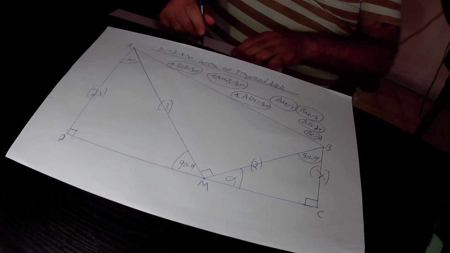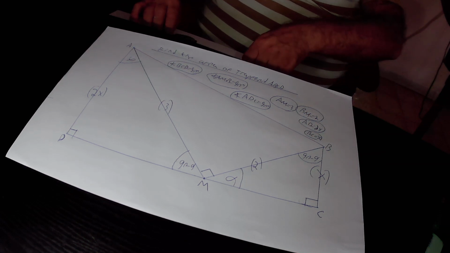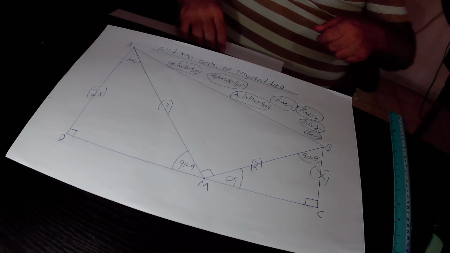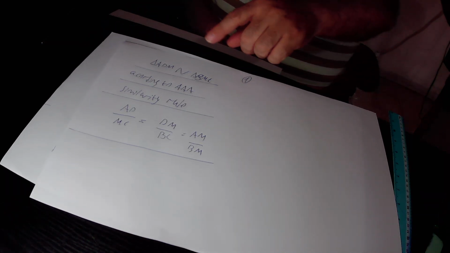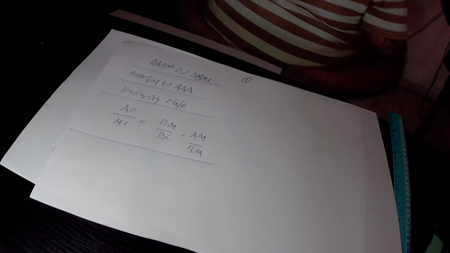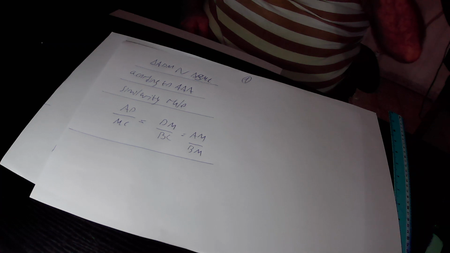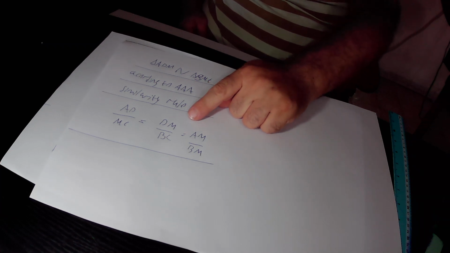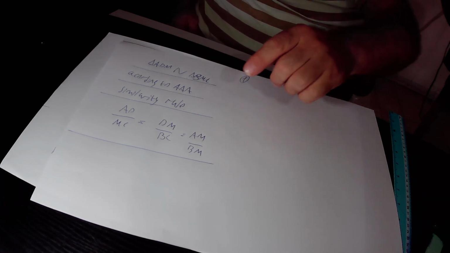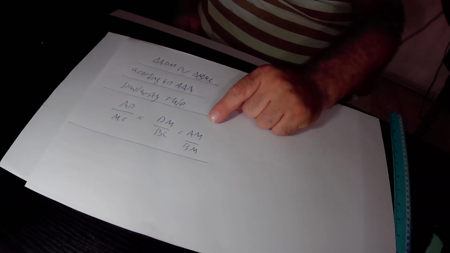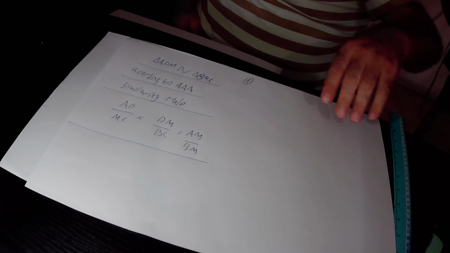So repeat again. From the fact that those two right triangles are similar to each other, we derive that the following relationship exists between their sides: side AD over side MC equals side DM over side BC, and it also equals side AM over side BM.